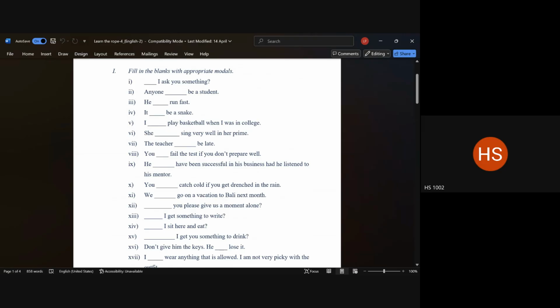What's the other one? Then there's one more thing that you can use here to indicate certainty. For example, if you are very sure. It can be a snake. No, that we already said. Must. Should. It should be a snake? No. When you want to express certainty, when you are very sure. Must. Yes, must. It must be a snake. Okay, it must be a snake.